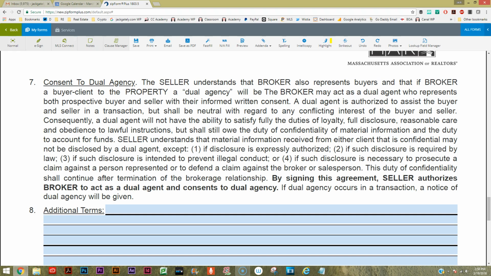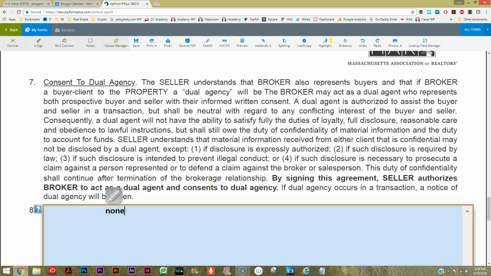So very, very important. If you're showing the property and it's your listing, you should definitely have that form handy in your briefcase or in your car or something like that. And especially if you're having an open house, have that form handy. I mean, you can't get dual agency unless you have the form. So make sure you have the form.